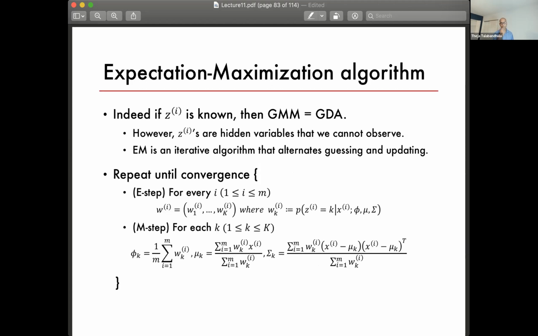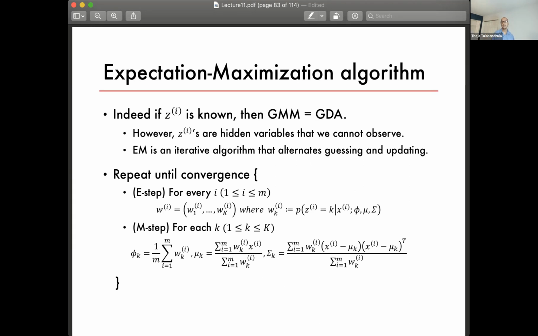But the challenge is that we don't know z. If z is known, then Gaussian mixture model estimation is the same as Gaussian discriminant analysis. But z's are not known. Z's are hidden variables, and so we don't observe them. The data doesn't come with z's. We are thinking that there are z's in the data. There should be z's which determine how the data got produced.